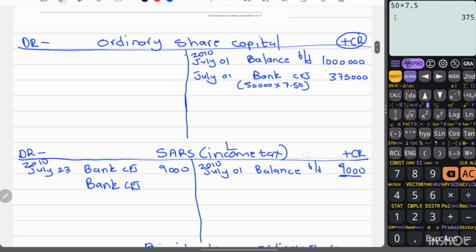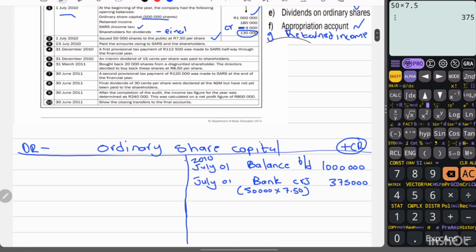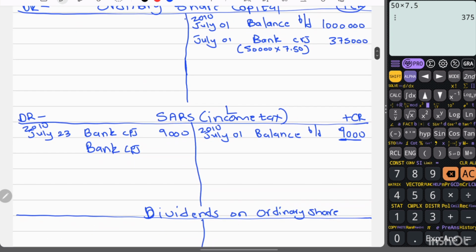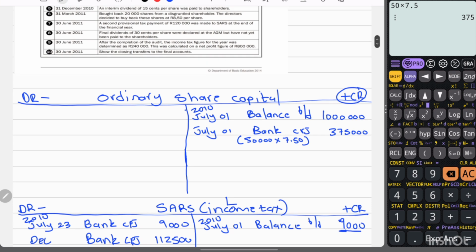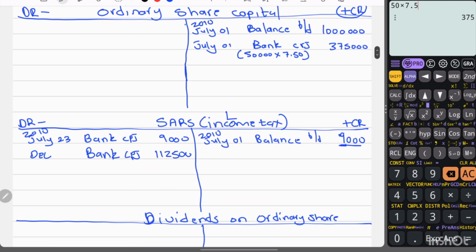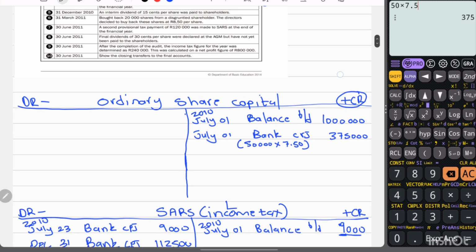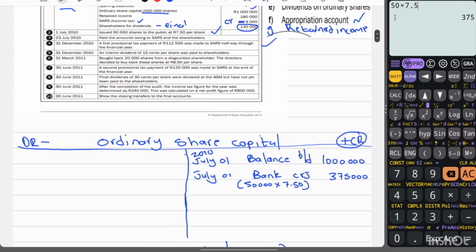CPJ. How much did we pay now? We paid 112,500. We paid it on 31 December 2010, that is the date. Now let's continue with our information now.